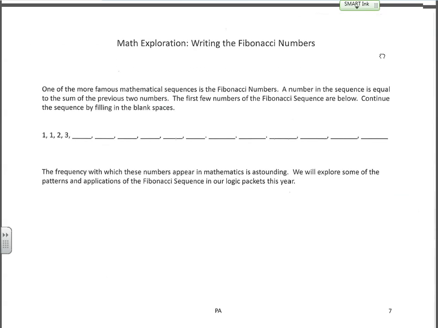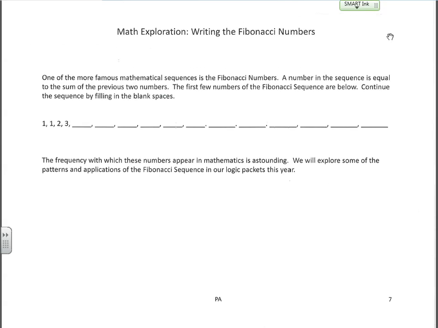Next one, writing the Fibonacci numbers. We spent the first 6 packets talking a lot about Pascal's triangle. Now we're going to be talking about Fibonacci, which is another pattern that at its core is very simple, but the mathematical implications and just the life implications that it has are phenomenal. And the pattern is this.